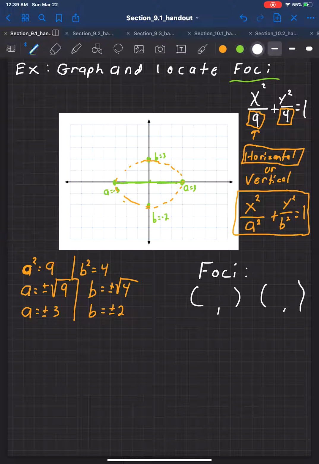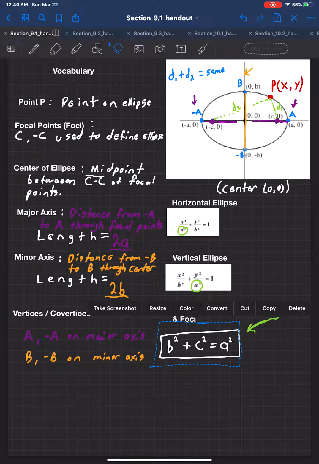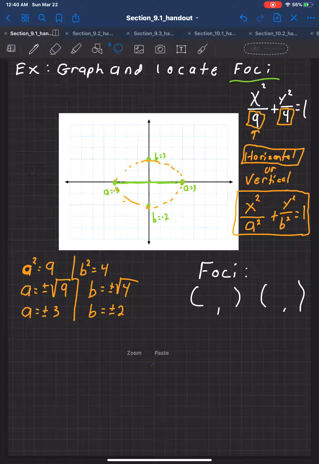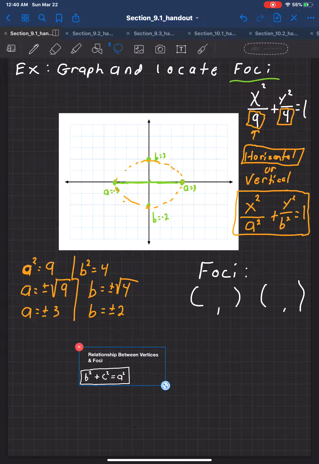Ready? All right, so notice that we really didn't need much except the equation to get everything graphed out. But to find the focal points, I'm going to go back a slide. We're going to need this relationship, b squared plus c squared is equal to a squared. So we're going to need that relationship to answer this question. So what we're going to do right now is just plug everything in.